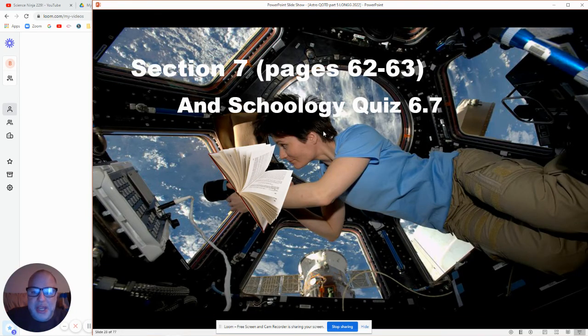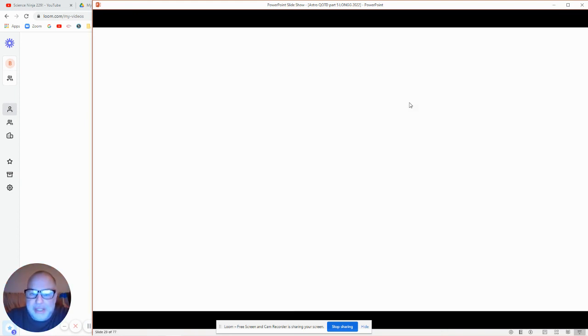Next thing you need to do is the reading. So chapter 6, section number 7. Again, this year it was pages 62 to 63. It might be slightly different depending on what year you're in. But reading 6.7, read those. You need to highlight at least one important fact in each one of the paragraphs. Then if you go into Schoology, you should have quiz 6.7 that you can work on. So that's the last thing that you need to work on for today. All right, hopefully that helps you out.